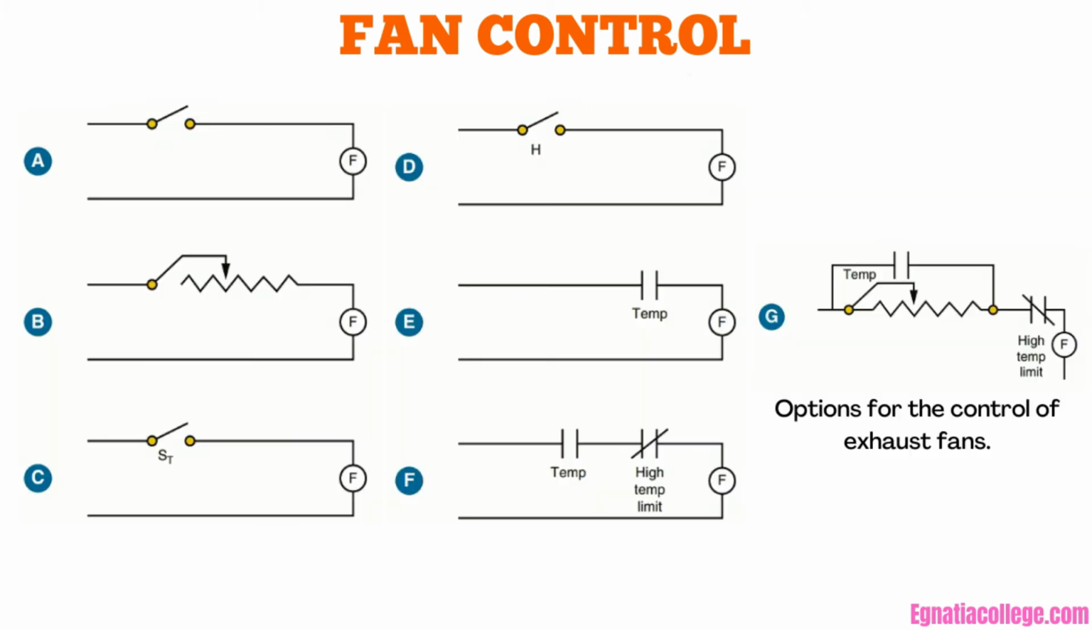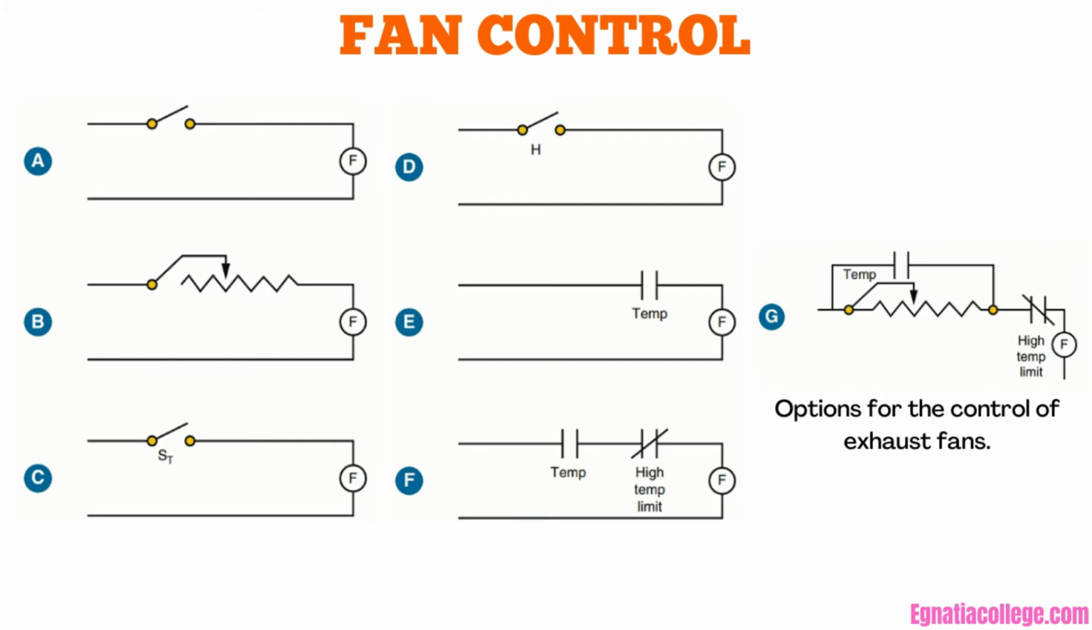This figure shows some of the options available for the control of an exhaust fan. A, a simple on and off switch. B, a speed control switch that allows multiple and/or an infinite number of speeds. C, a timer switch that allows the user to select how long the exhaust fan is to run, up to 12 hours.